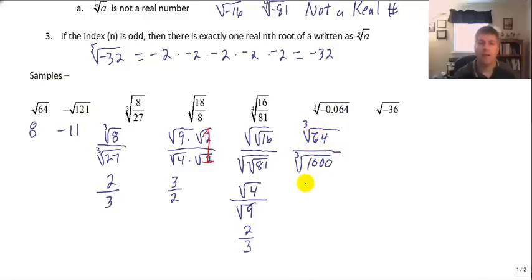Well, the cube root of negative 64 is negative 4. Well, negative 4 times negative 4 times negative 4 is negative 64. And the cube root of 1,000 is 10. 10 times 10 times 10 is 1,000. So negative 4 over 10 simplifies to negative 2 fifths. So once again, we can see that fractions are our friends. That works really well for us. And the square root of negative 36, I'll let you figure that out and bring that to class.